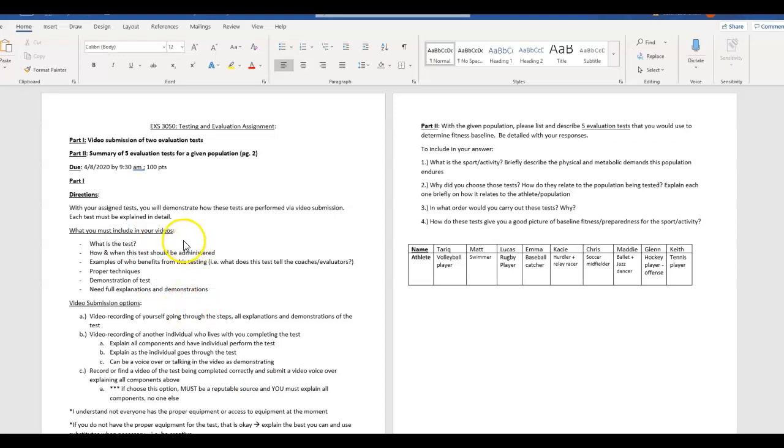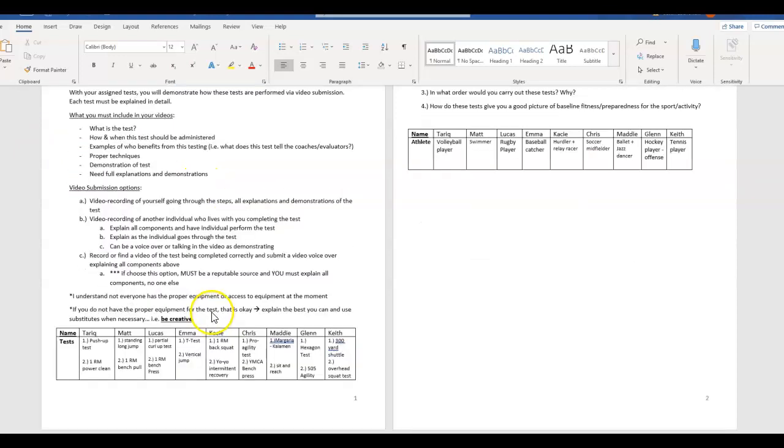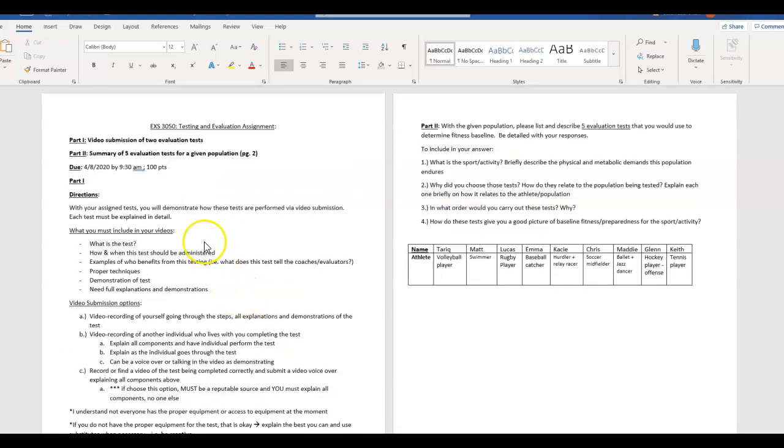So the assignment that I'm going to have you submit to me next week is a two-parter. The first part is going to be a video submission of 2 evaluation tests that I have assigned you down here. Okay, but we'll get to that.